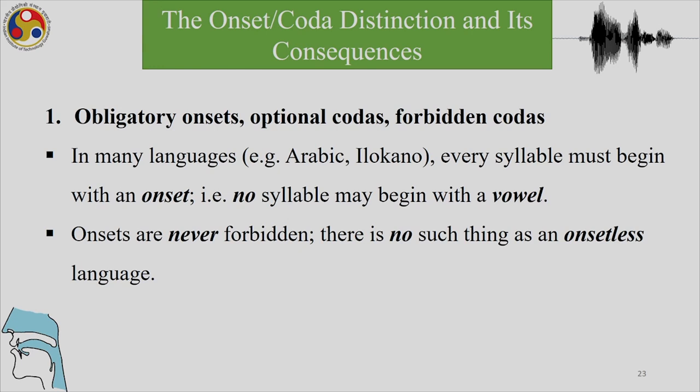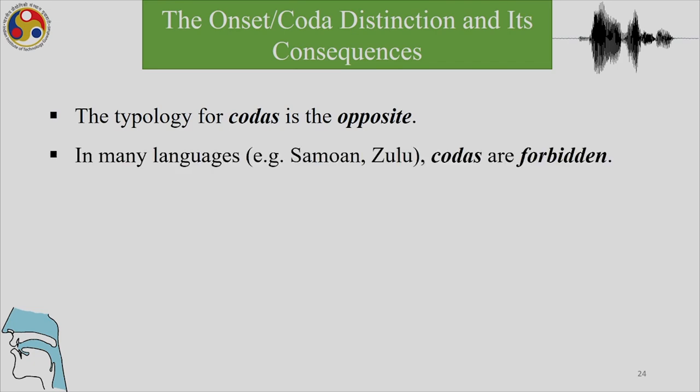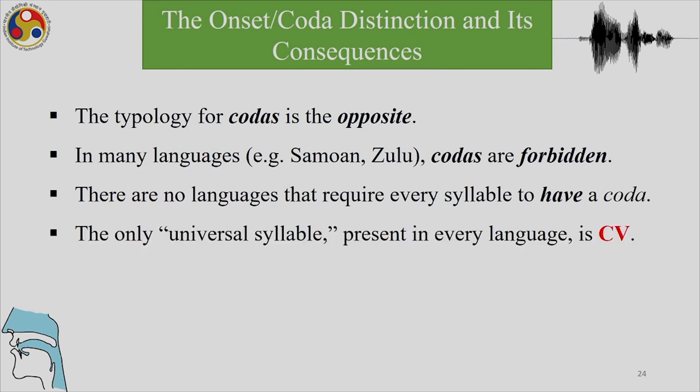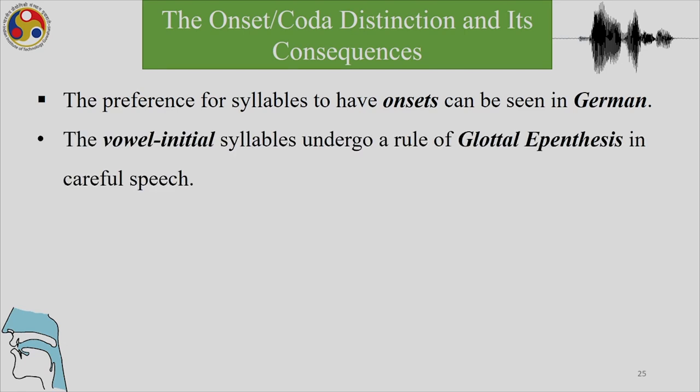However, there are languages which obligatorily prefer to have onsets. The reverse applies to codas. In many languages, codas are forbidden, and there are no languages that require every syllable to have a coda. The only universal syllable present in every language is CV. And the preference for syllables to have onsets can be seen in German. The vowel initial syllables undergo a rule of glottal epenthesis in careful speech. They will surface with a glottal onset.